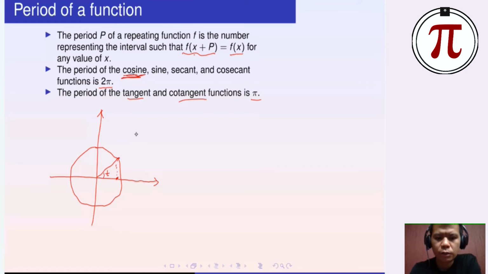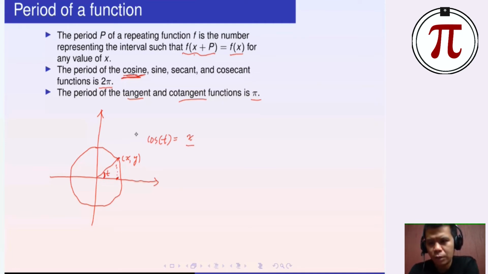Say this is t. So cosine of t equals what? The x coordinate, right? Is that right? Okay. So if this is t, and then I add a full rotation to t, I'm walking on the circumference of this unit circle.